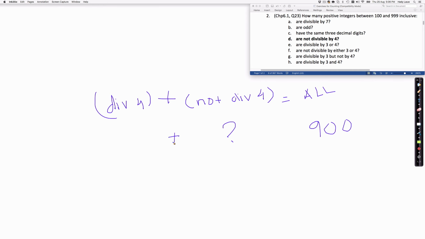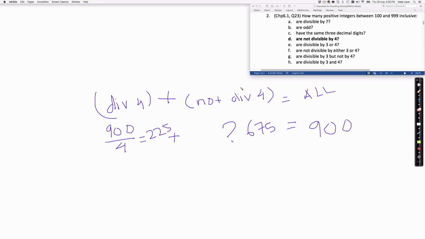So then we need to work out how many are divisible by 4. Out of 900, the ones that are divisible by 4, we essentially have 225 here. So then we just need to work out the difference between 225 and 900 to get the numbers that are not divisible by 4. So here we will have 675, which is 900 minus 225.